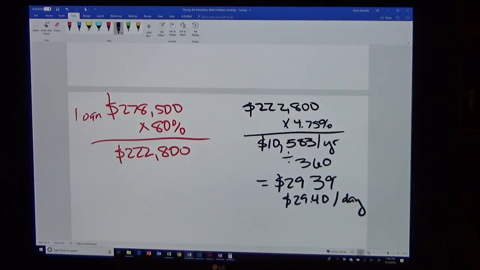And we're closing on February 28th. So that's February, counting them, 28, 29, 30. That's 3 days. So times 3 days.